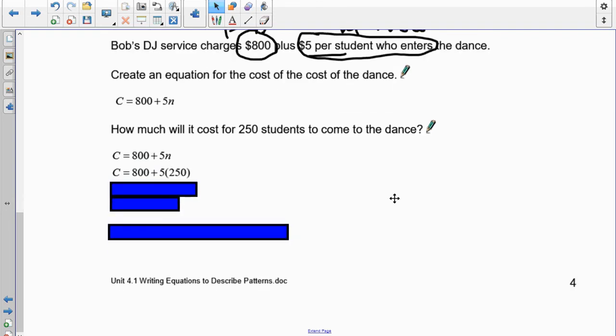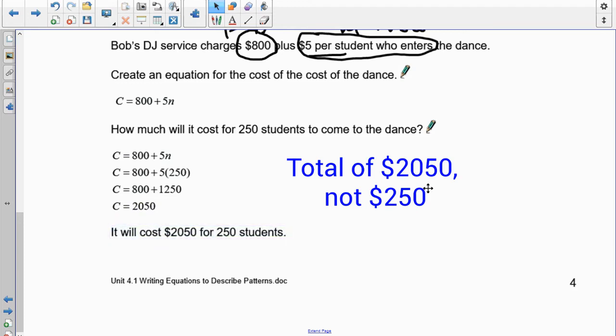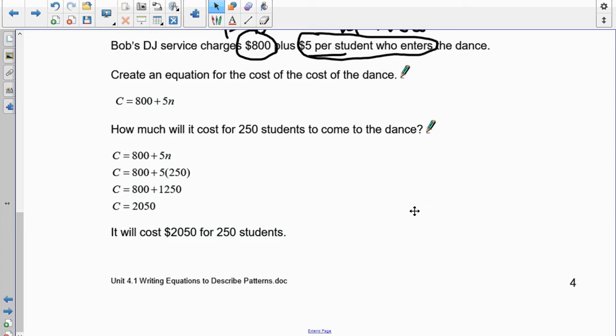So now I have to calculate it out. C is equal to 800 plus 5 times 250. Our first step is 5 times 250. That is 1,250. And now combining 800 and 1,250 gives you a total of 2,050. So in this situation, it's going to cost $2,050 for 250 students to come to the dance.